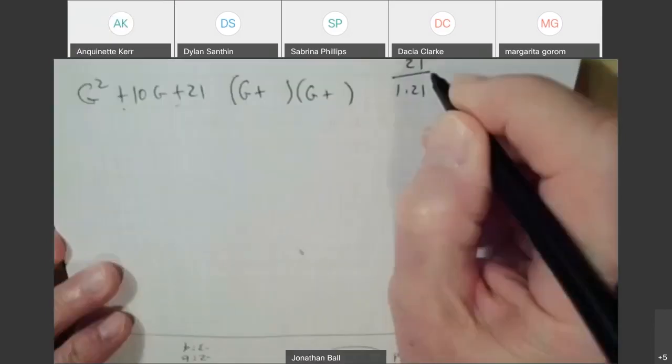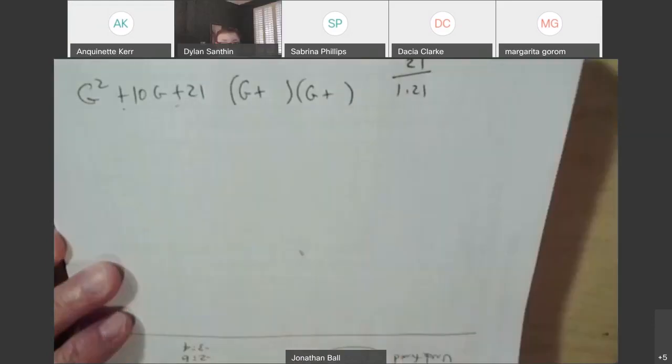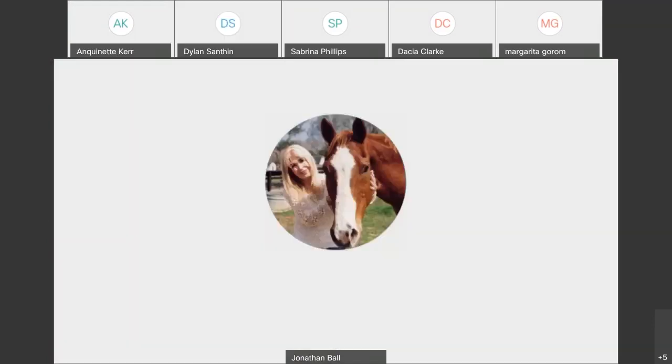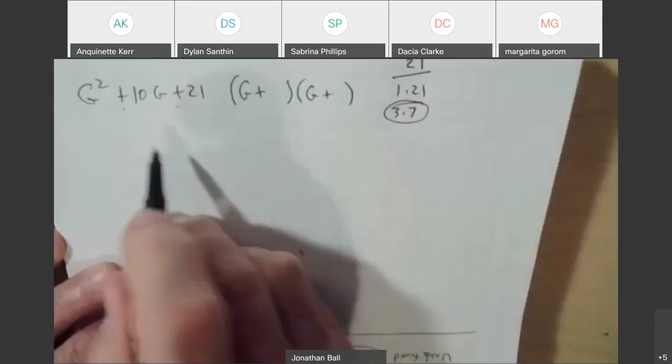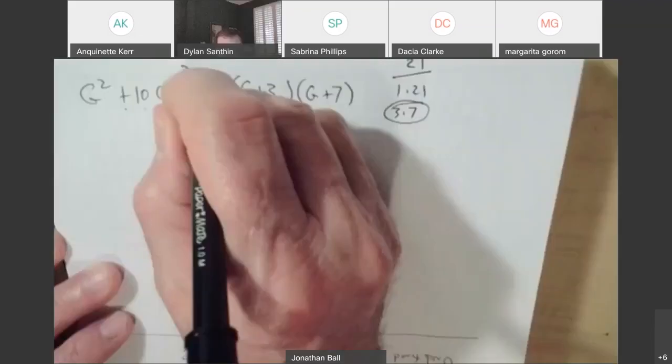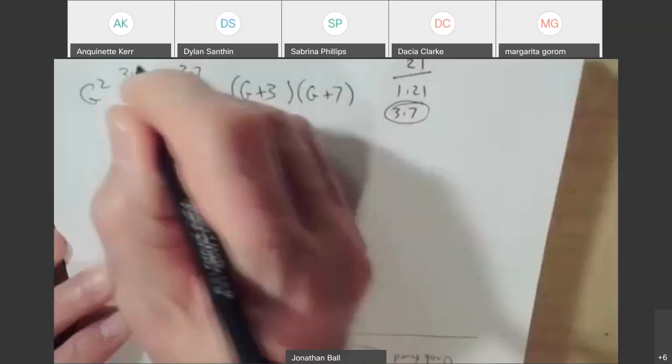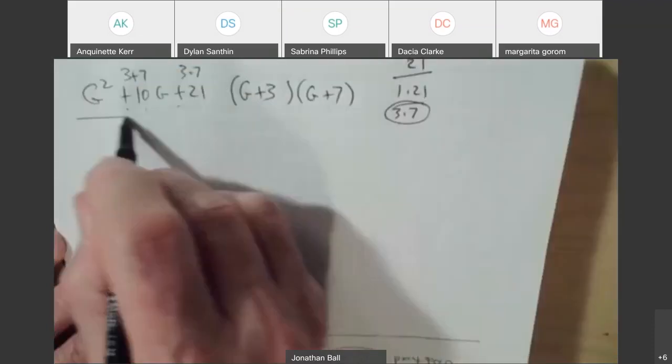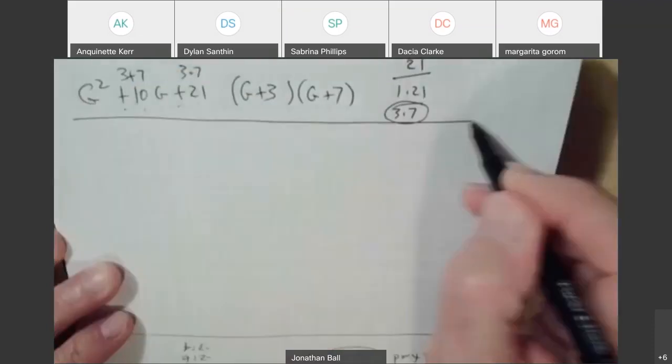1 times 21. Who's got the radio going there? Mr. Santhan, you're always a troublemaker. 1 times 21, 3 times 7. Okay. 3 and 7 is 10. Right? 3 times 7 is 21. 3 times 7, 21. And 3 plus 7 is 10. So those are the two factors of that.